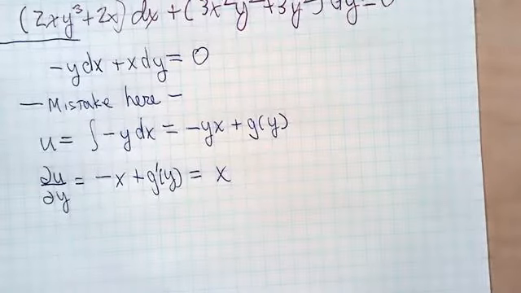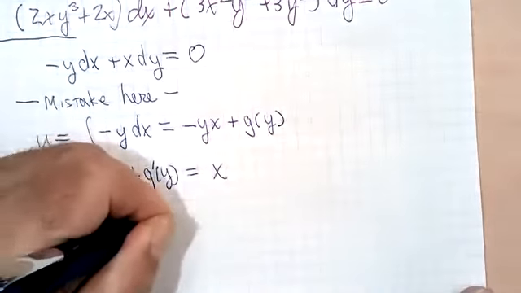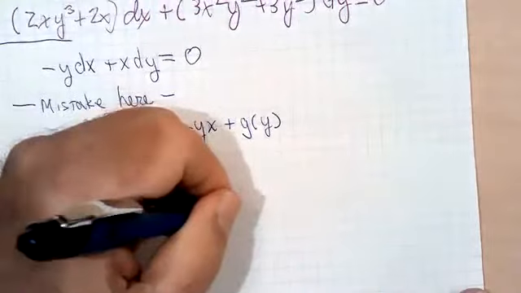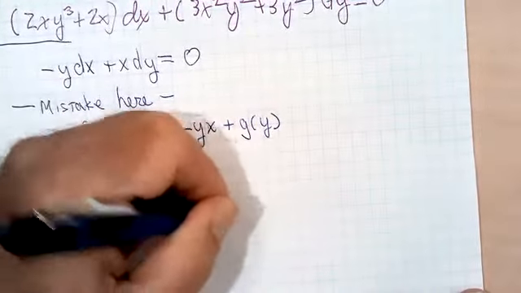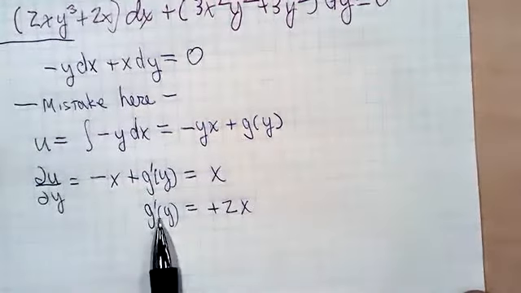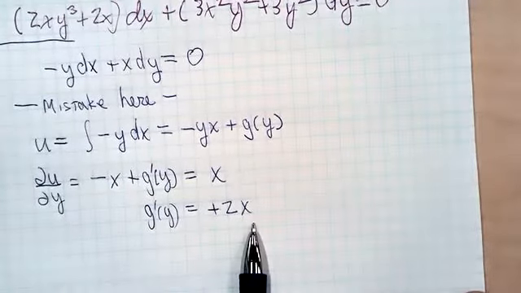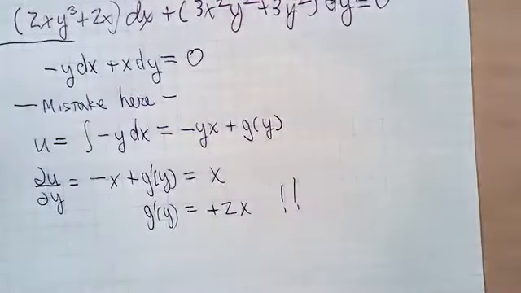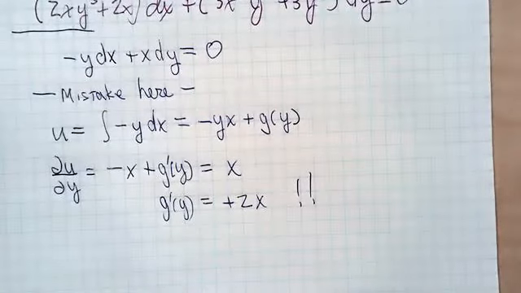And I think I've got a problem. Because if I solve this for g prime of y, it tells me that's equal to minus 2x, or rather plus 2x. I add x to both sides, which is impossible. This is supposed to be a function involving only y, not involving x. So, big problem. You already know where the mistake is.